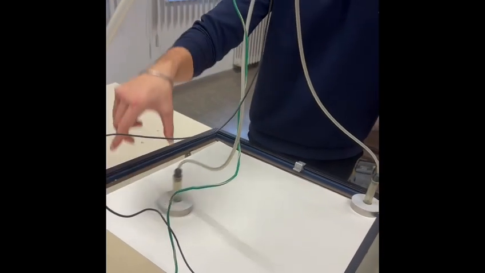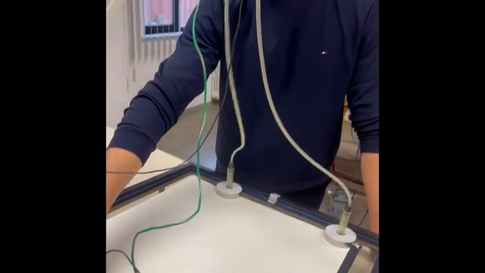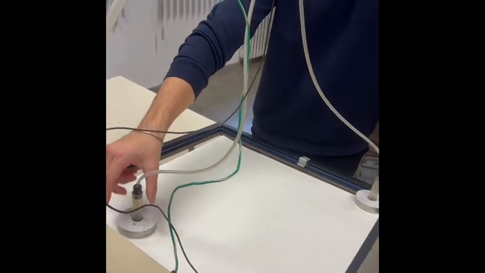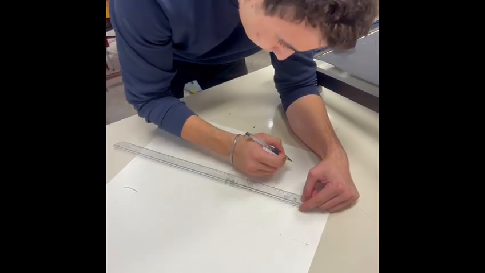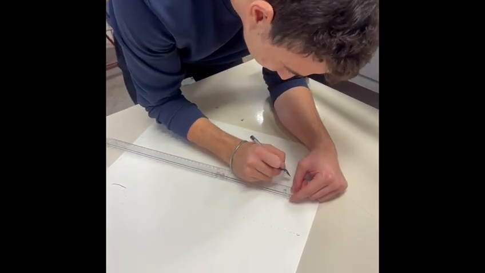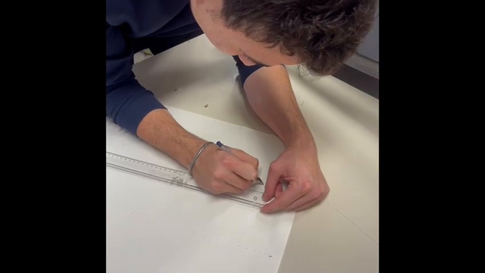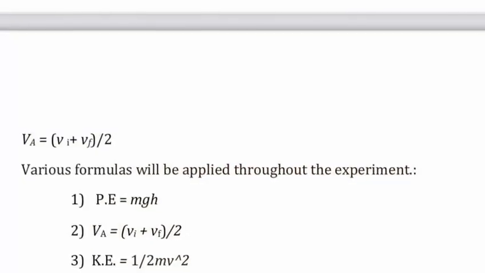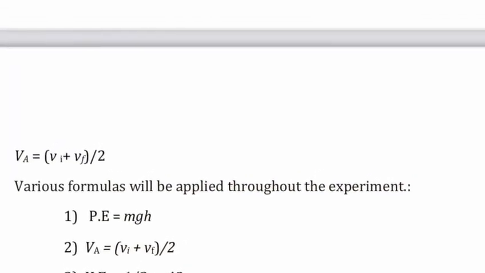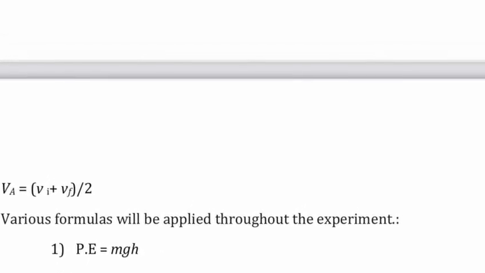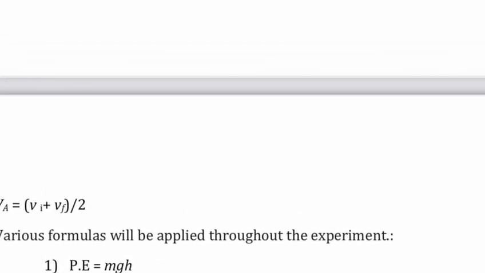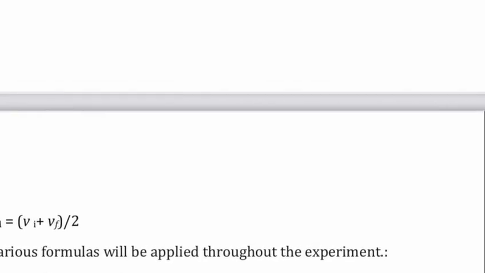The second step of the experiment is releasing the puck with zero kinetic energy. Then I measured the length between each dot to calculate the velocity of the puck. With these formulas and the data I received from the experiments, I calculated the initial potential energy, the average velocity, and the energy lost.